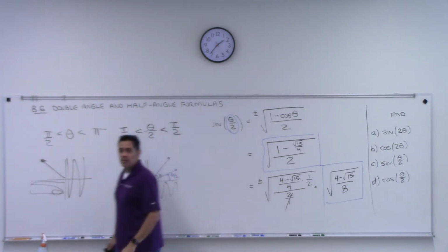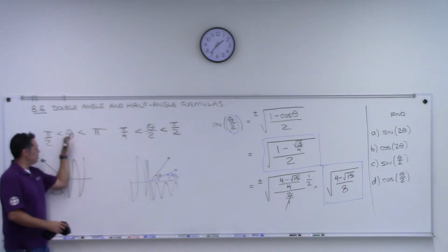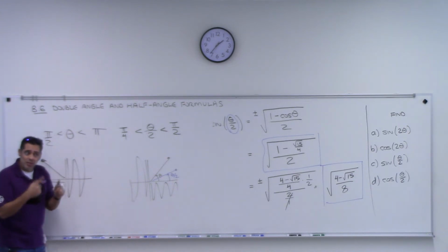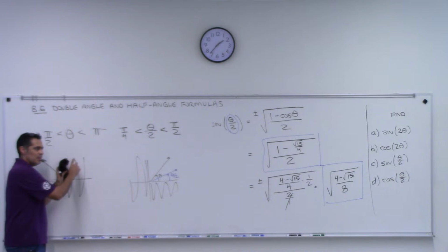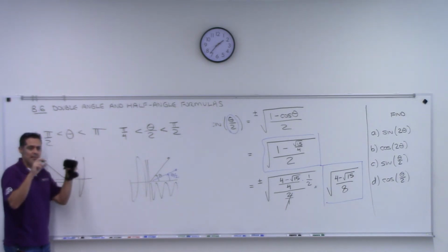Now you're in the first quadrant, because pi over 2 is here and pi over 4 is here. You're somewhere in here. Now that's going to change your analysis of things, because your sine and cosine don't necessarily have to be the same sign, plus or minus. Make sense?